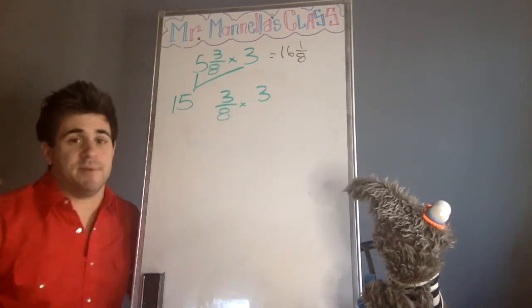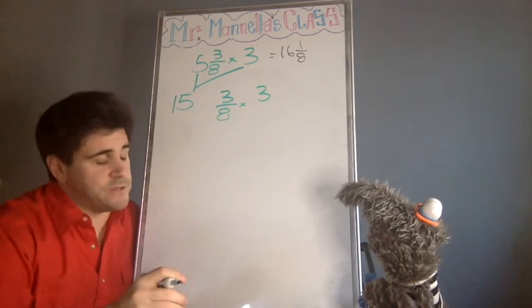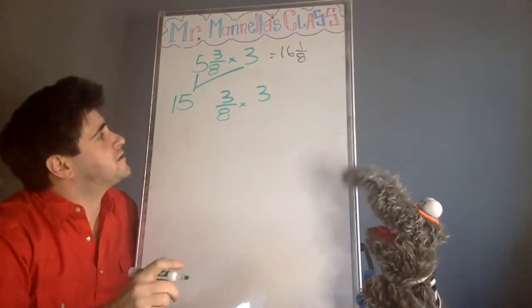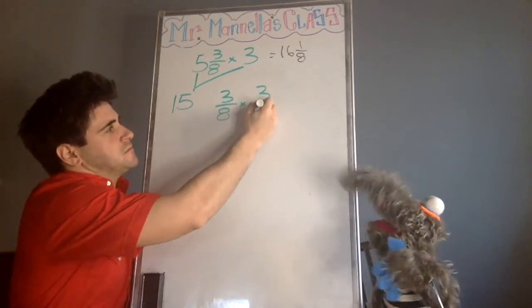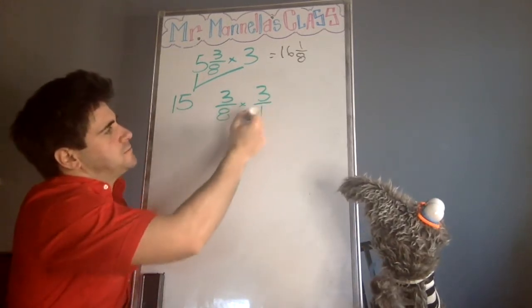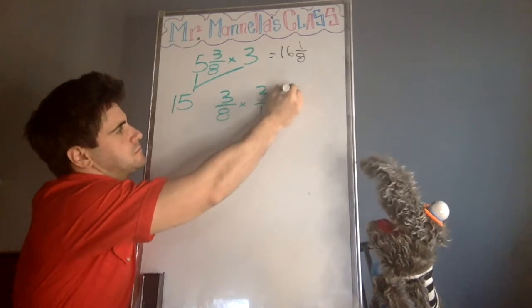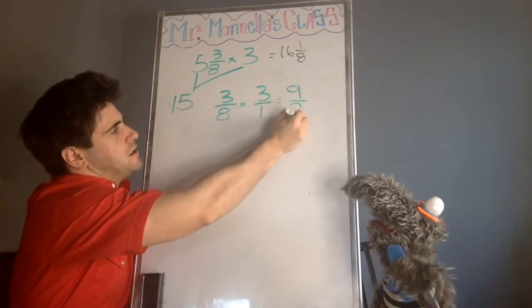You can split up a multiplication problem and put it back together. Remember, we do that all the time. What do we do with our 3? Fractionate it. 3 over 1. So multiply: 9/8. Now, that's 1 1/8.